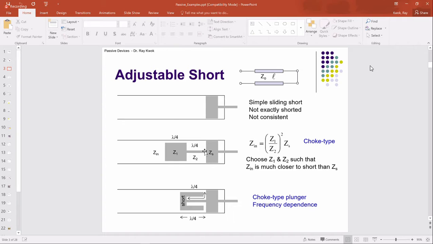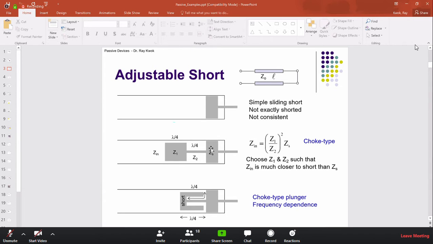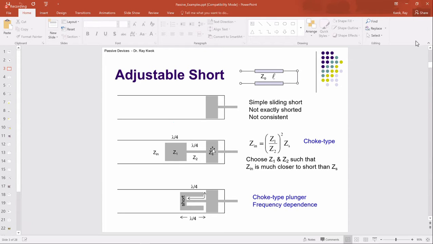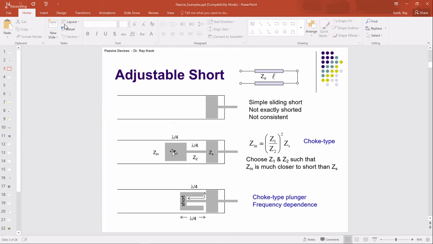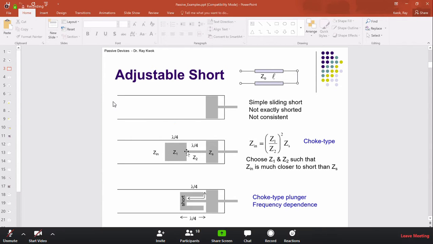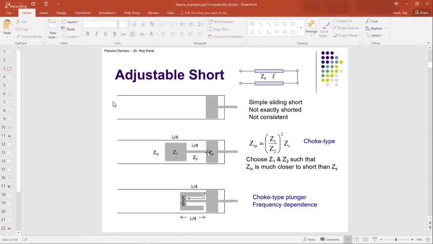So the narrow line is high impedance, wide line is low impedance. So this is low impedance. So then I'm going to do a quarter wave with very high impedance. Okay. And then another quarter wave with low impedance. So what does that do? Remember, quarter wave is a transformer. So this one is low impedance. Quarter wave later becomes high impedance. High impedance reflect here quarter wave.